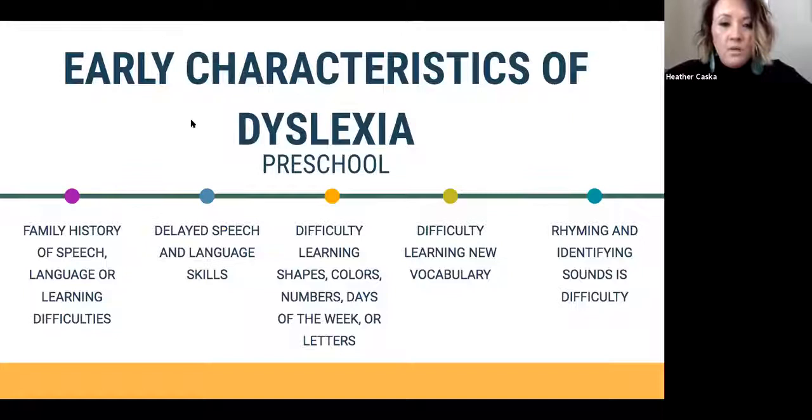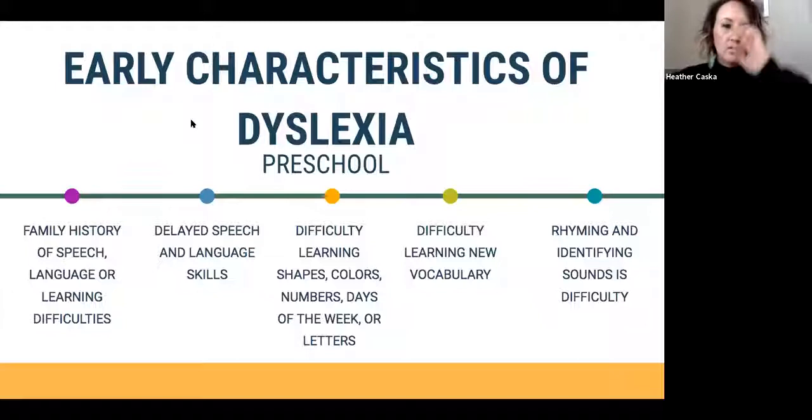Another big characteristic is just delayed speech and language skills. Difficulty learning shapes, colors, numbers, days of the week, or their letters. Difficulty learning new vocabulary. And then again, rhyming and those early phonological awareness skills.